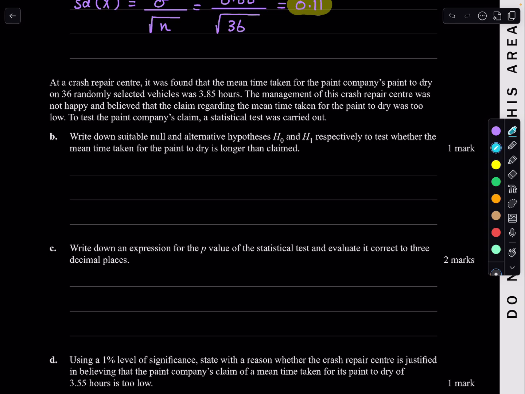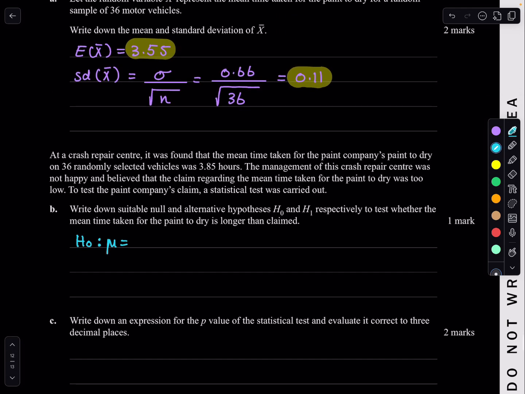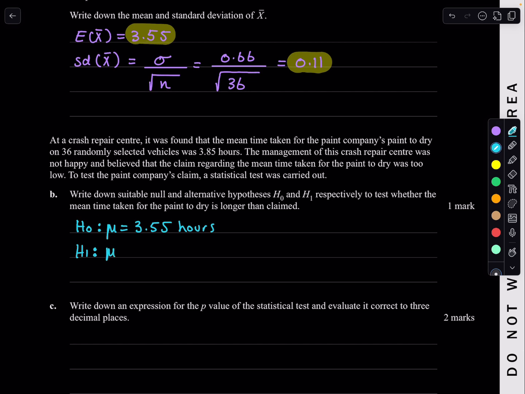Let's write this down. The null hypothesis is like stating that nothing has happened, like the paint drying time was just the same as the original timing, which was 3.55. Nothing actually happened, so it's as the original. But the alternative is that the claim is actually true, that it is greater: that the mean time taken is greater than 3.55 hours. There it is. So that's really, really easy.